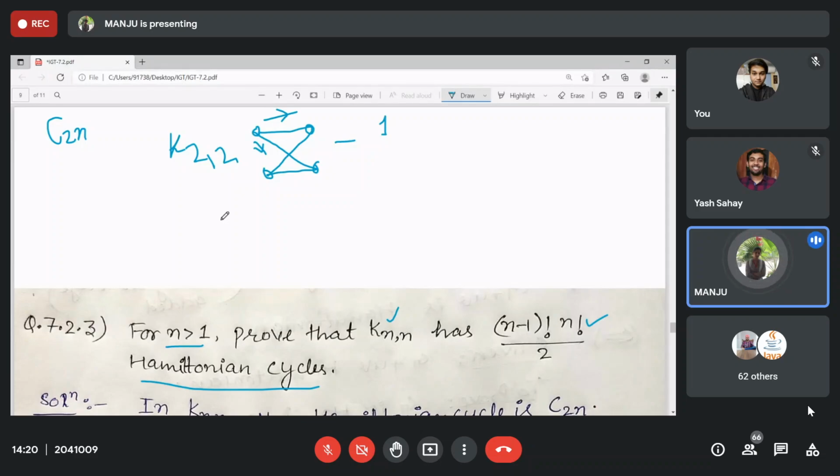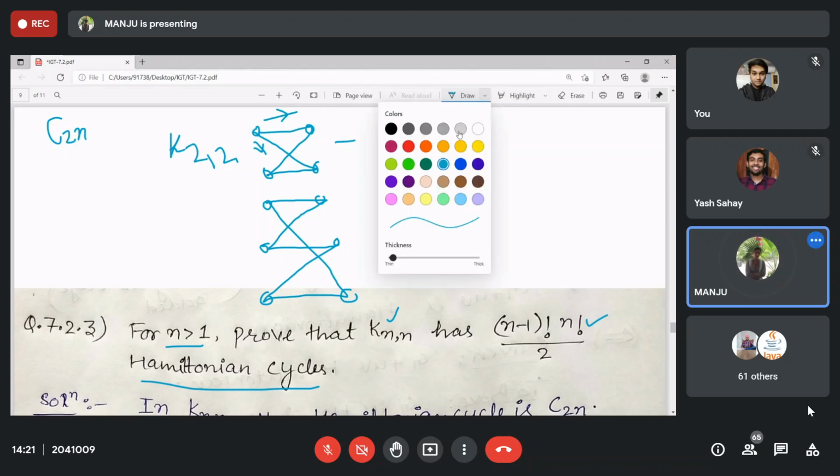What about K33? How many cycles? It should be 2 factorial times 3 factorial divided by 2. Just count for K33, then I'll discuss in general. So this is one cycle. Either we can go towards this one first, or towards this one first. We will get the same cycle, right?